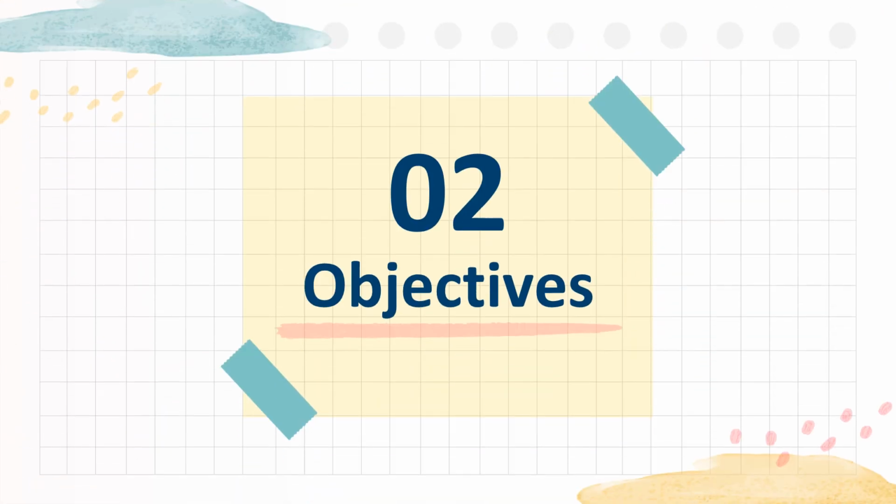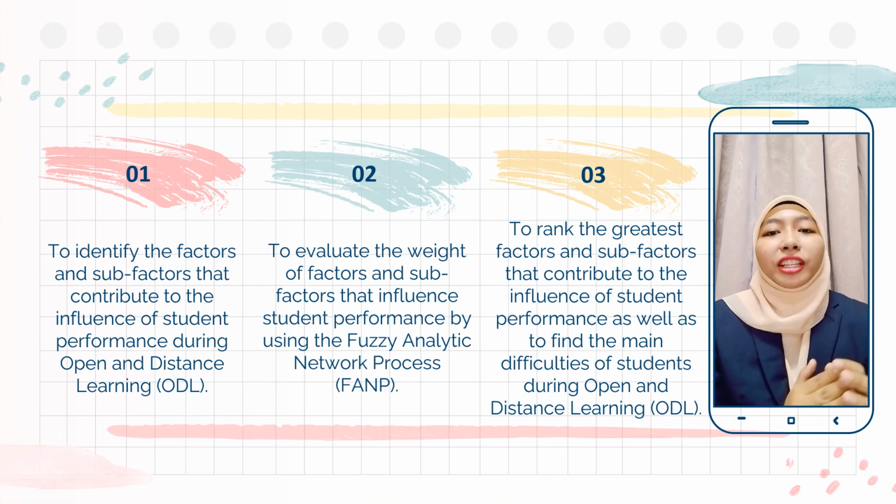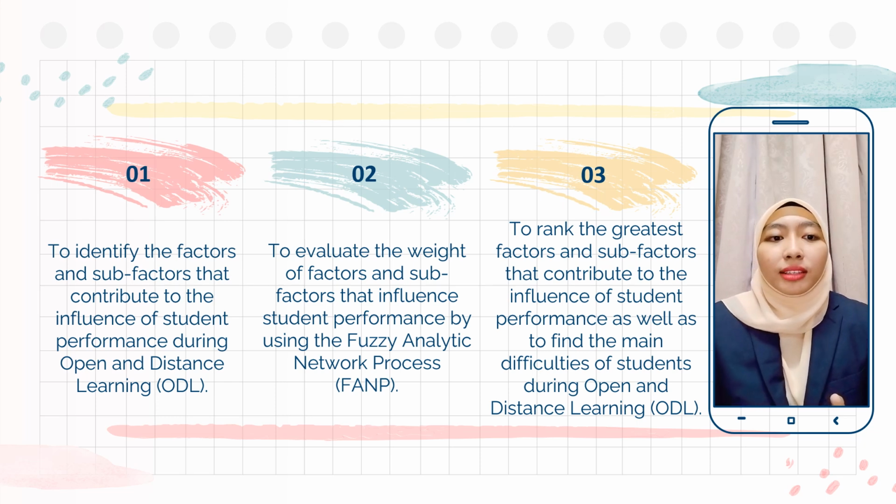2. Objective. First, to identify the factors and sub-factors that contribute to the influence of student performance during open and distance learning (ODL). Second, to evaluate the weight of factors and sub-factors that influence student performance by using the fuzzy analytic network process (FANP). And lastly, to rank the greatest factor and sub-factor that contribute to the influence of student performance, as well as to find the main difficulties of students during open and distance learning (ODL).